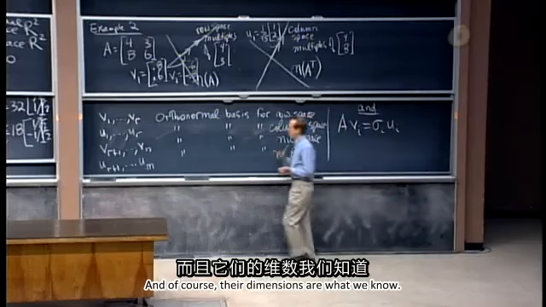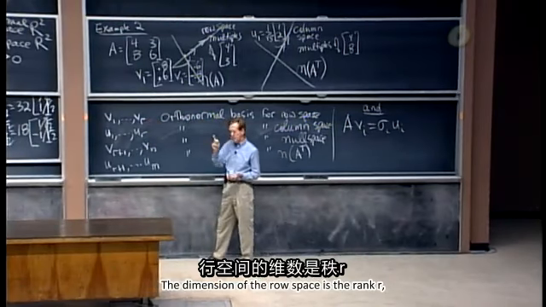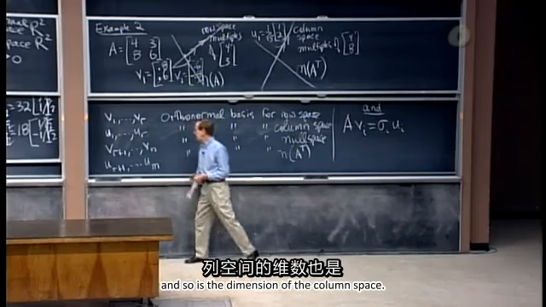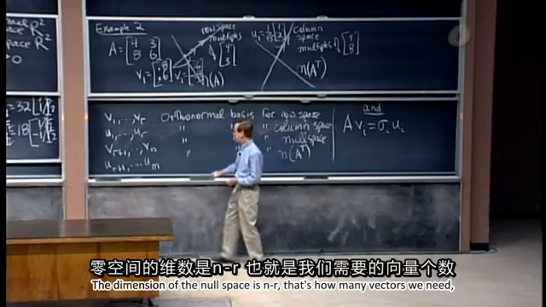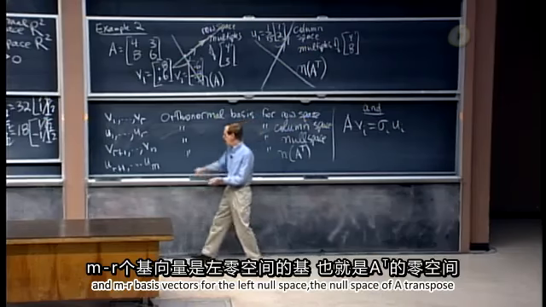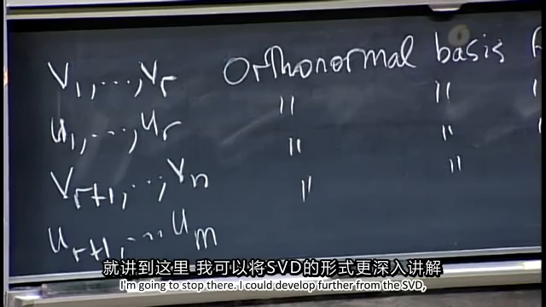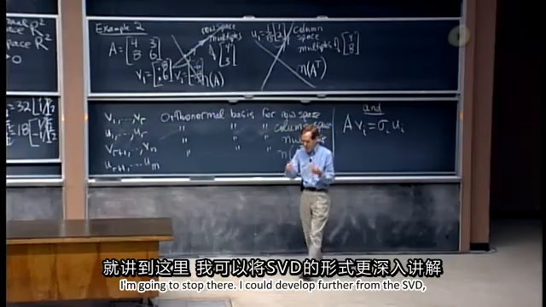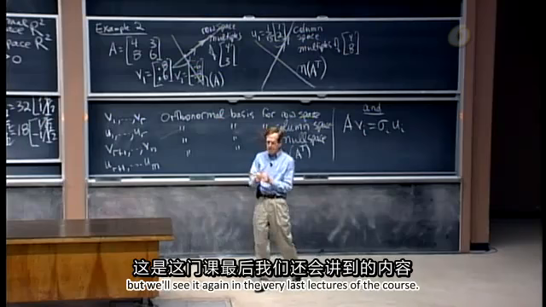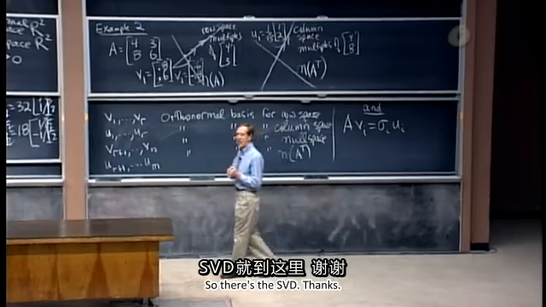And of course, their dimensions are what we know. The dimension of the row space is the rank R, and so is the dimension of the column space. The dimension of the null space is n minus R. That's how many vectors we need. And m minus R basis vectors for the left null space, the null space of A transpose. Okay. I'm going to stop there. I could develop further from the SVD, but we'll see it again in the very last lectures of the course. So there's the SVD. Thanks.